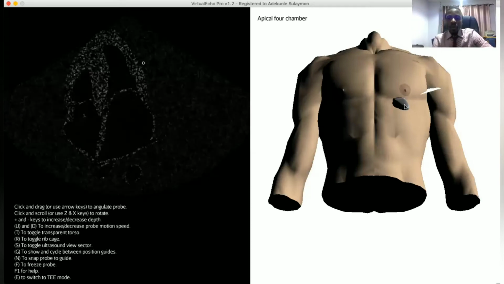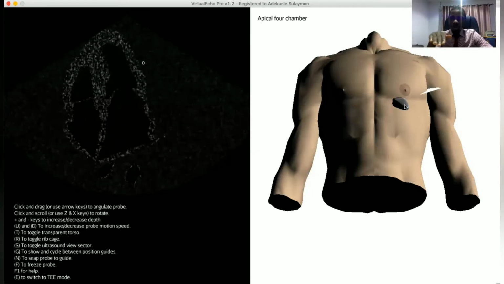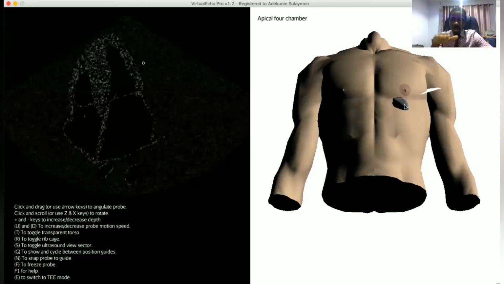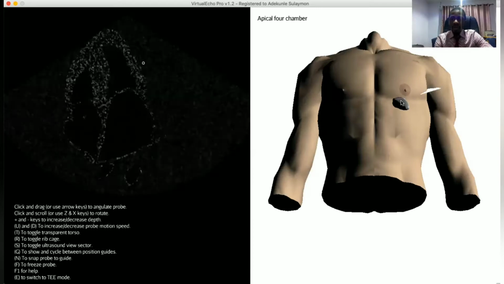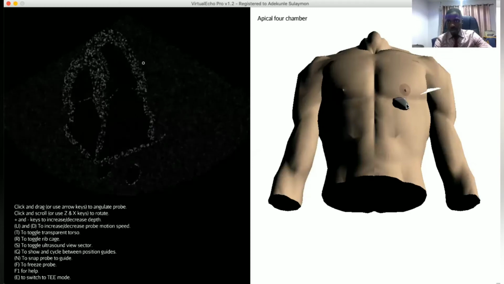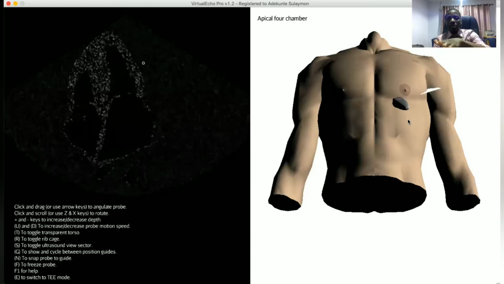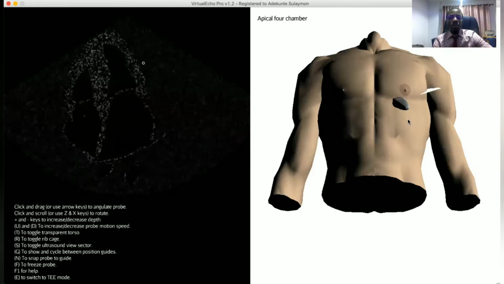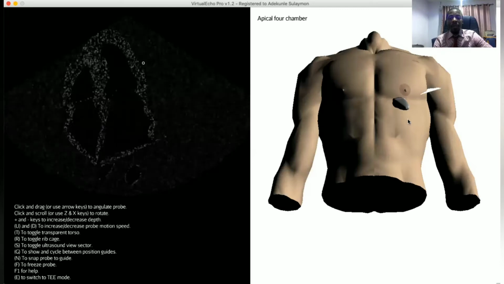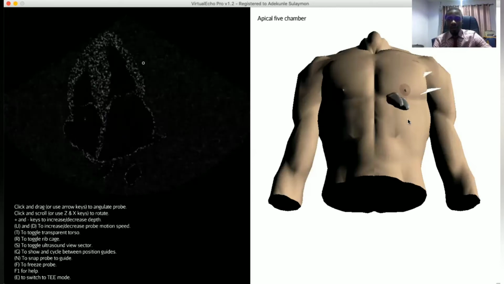Then, from the 4 chamber, what you just need to do is to bulge your probe just a bit upward. So the same position, the same notch, just move this handle down a bit, as if the probe is looking upward. In that same position, it brings up your, what do we call it now? It brings up your apical 5. So let's see our apical 5.